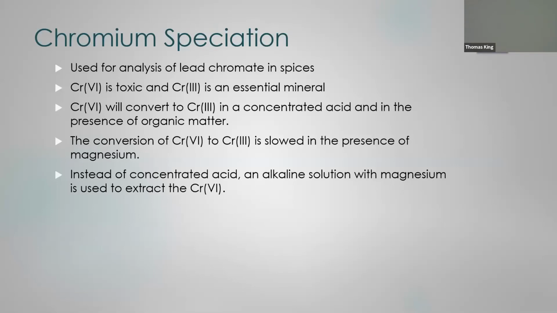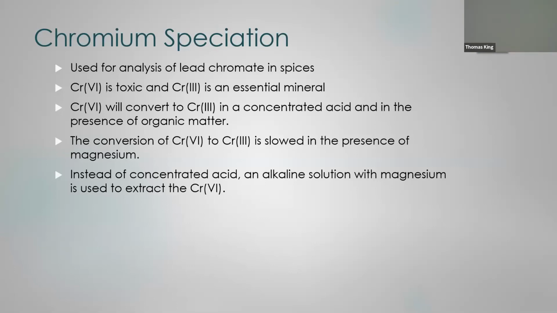Now I'll talk about the more difficult type of speciation, the chromium speciation. We use it to analyze lead chromate that's in spices, because the chromium in lead chromate is hexavalent chromium. Hexavalent chromium is extremely toxic, and trivalent chromium is an essential mineral.